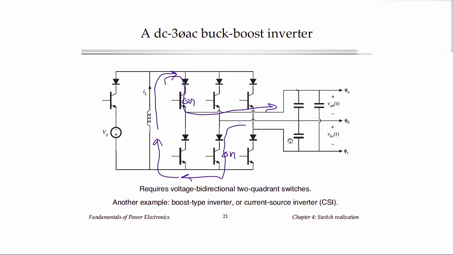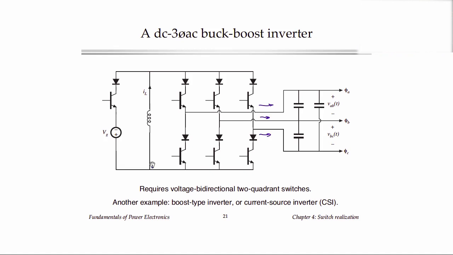I'm not going to go into that in great detail. It can get complicated. But basically we can build a DC to three-phase AC inverter that synthesizes output side current waveforms that are sinusoidal.